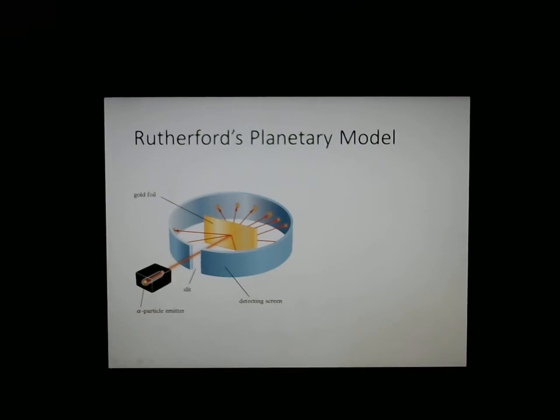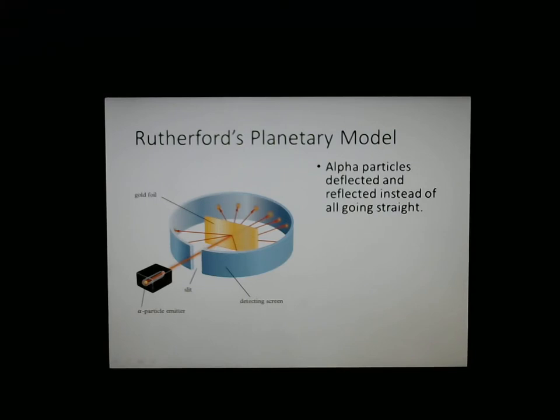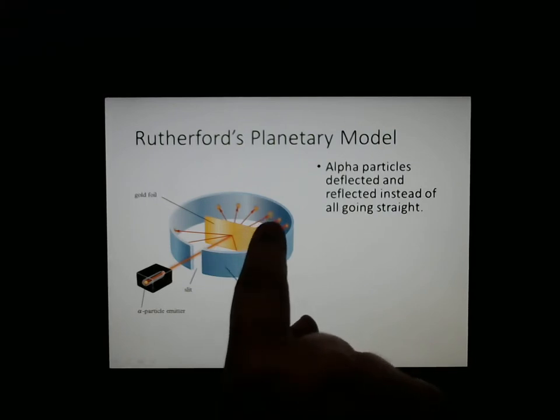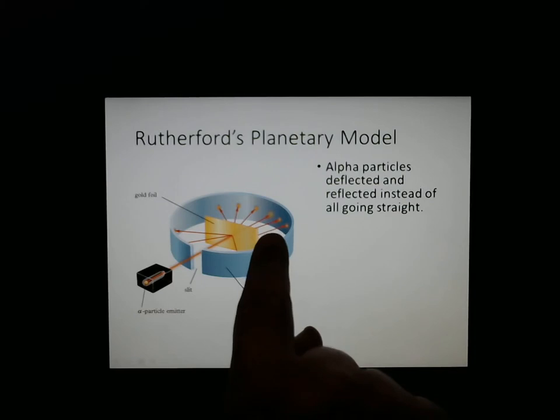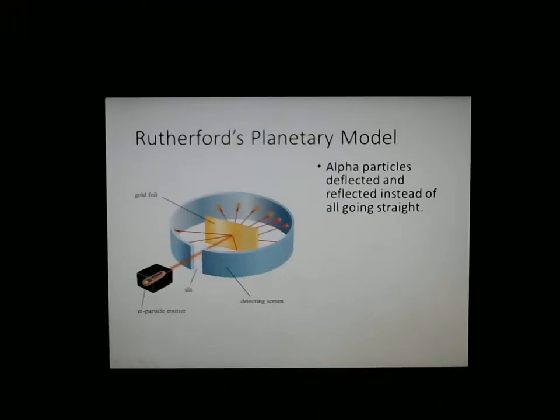His hypothesis was that if Thomson's model was right, the alpha particles should just go straight through. Sorry, mosquito. But instead they deflected. Okay, we see them deflecting here, and some even bounced back. You can see some went straight through, the ones there in the middle, but then a lot of them bent off to the sides, and then a few over here bounced back.